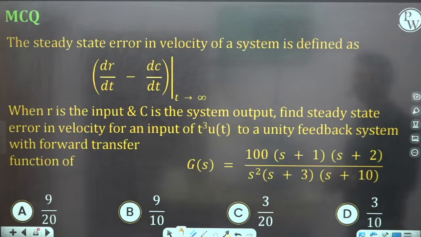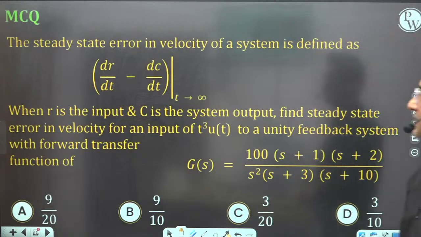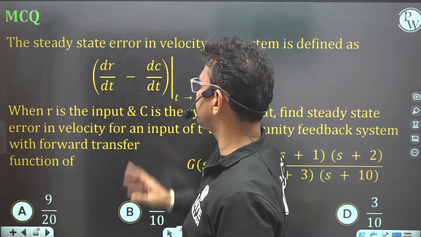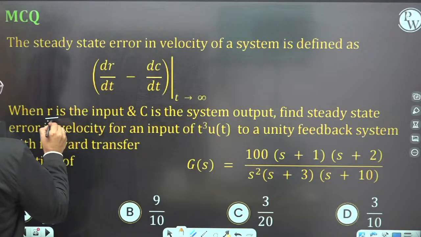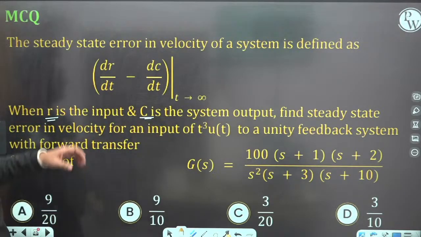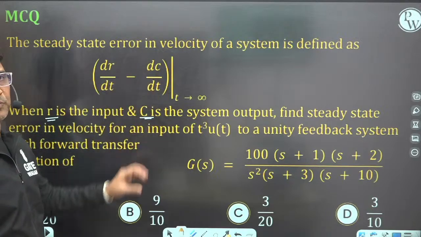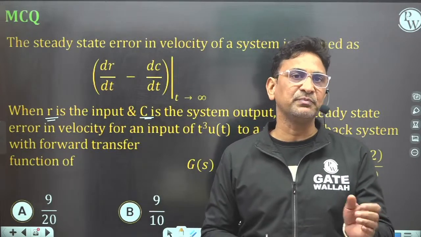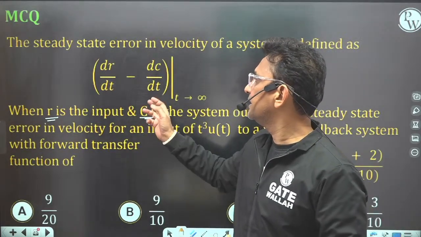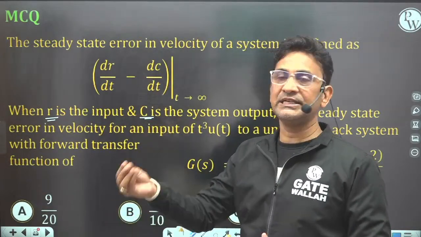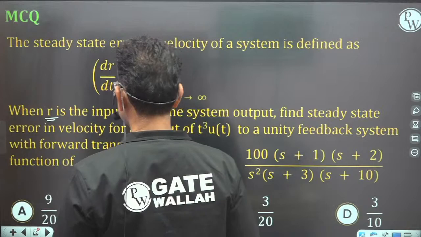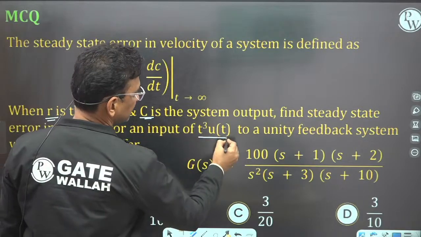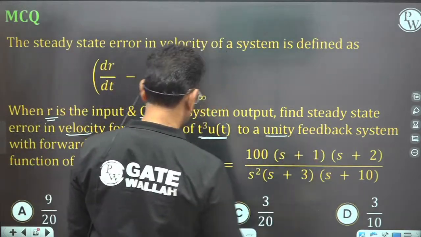The steady state error in velocity of a system is defined as dr upon dt minus dc upon dt when time tends to infinite. This is my steady state error, where r is the input and c is the output. That means the derivative of input minus derivative of output. Generally, we take steady state error as reference input minus output. But here I am taking the derivative of input minus derivative of output. Clear? Find out the steady state error in velocity, because this is the velocity error, for an input of t cube u(t) of a unity feedback system.